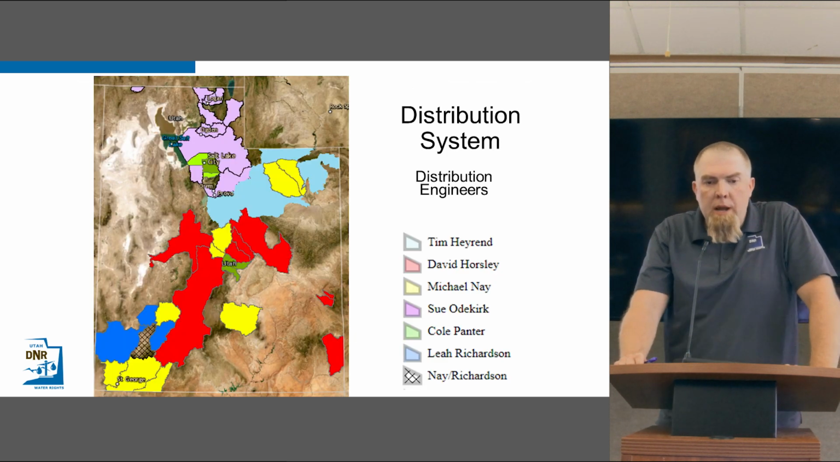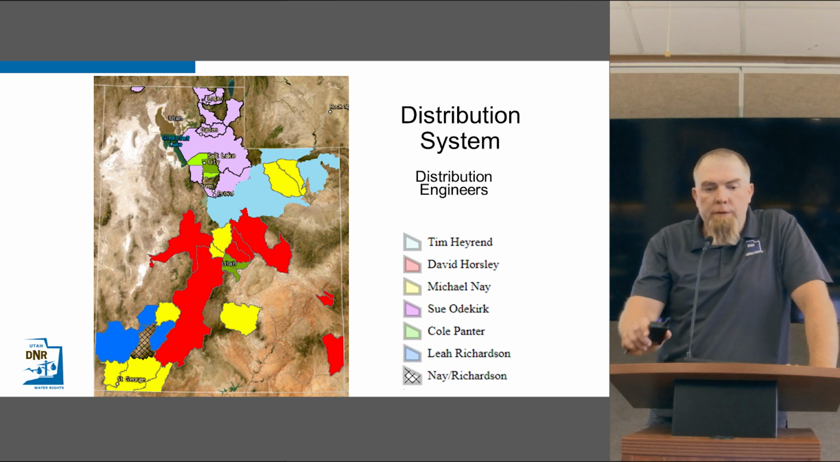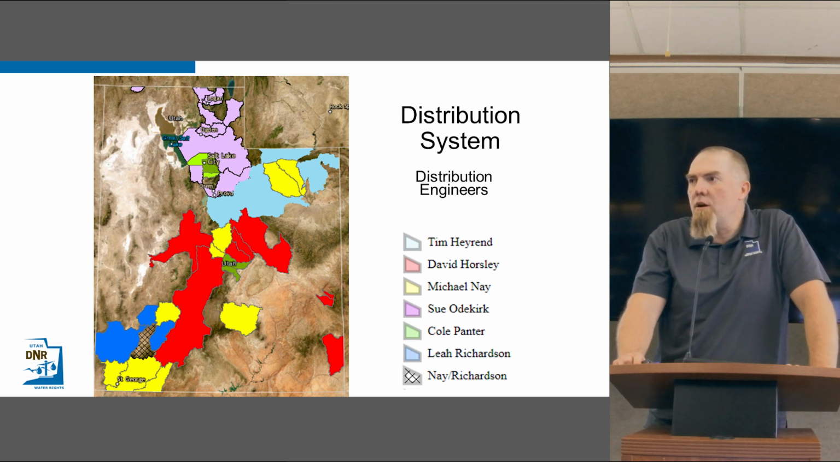Here's a map on our map server showing the different areas that we have distribution systems in. There are a total of 6 of us in the distribution section, including myself. The different colors correlate to the different systems that we're assigned to. We each have different river commissioners in those systems, who I like to call the eyes and ears of the system, and we oversee anywhere between 5 and 10 systems each.